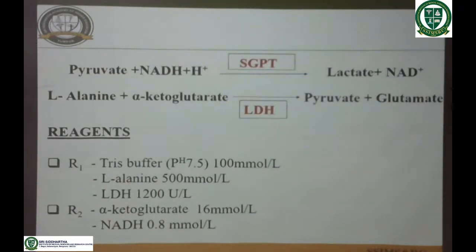So when it comes to the reagents, we'll be having reagent 1 and reagent 2. Reagent 1 consists of Tris buffer, L-alanine and lactate dehydrogenase. When it comes to R2, we have alpha-ketoglutarate and the NADH molecule. All of these come under the reagents.